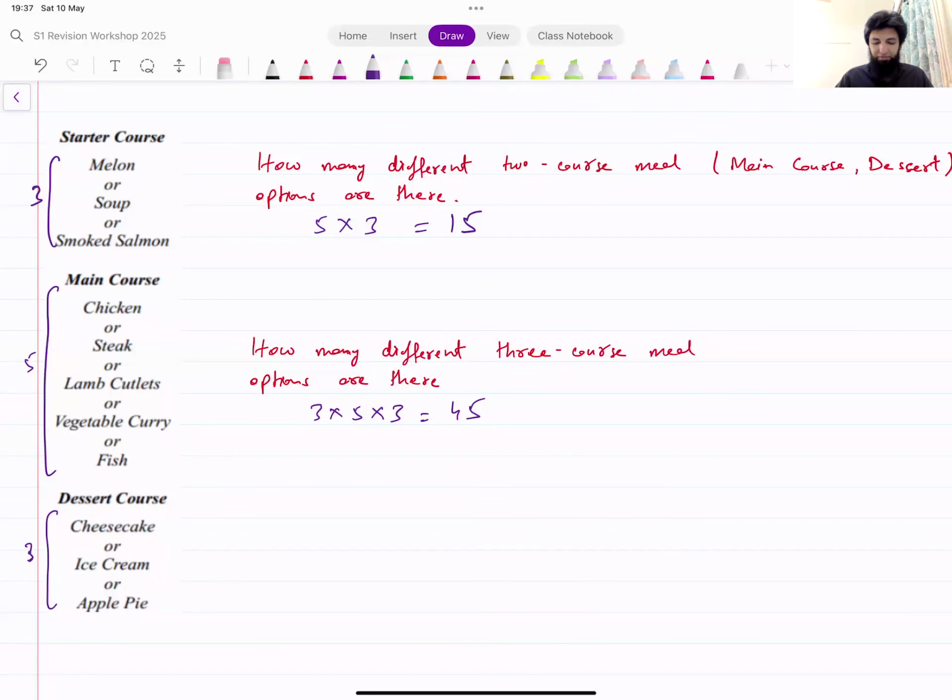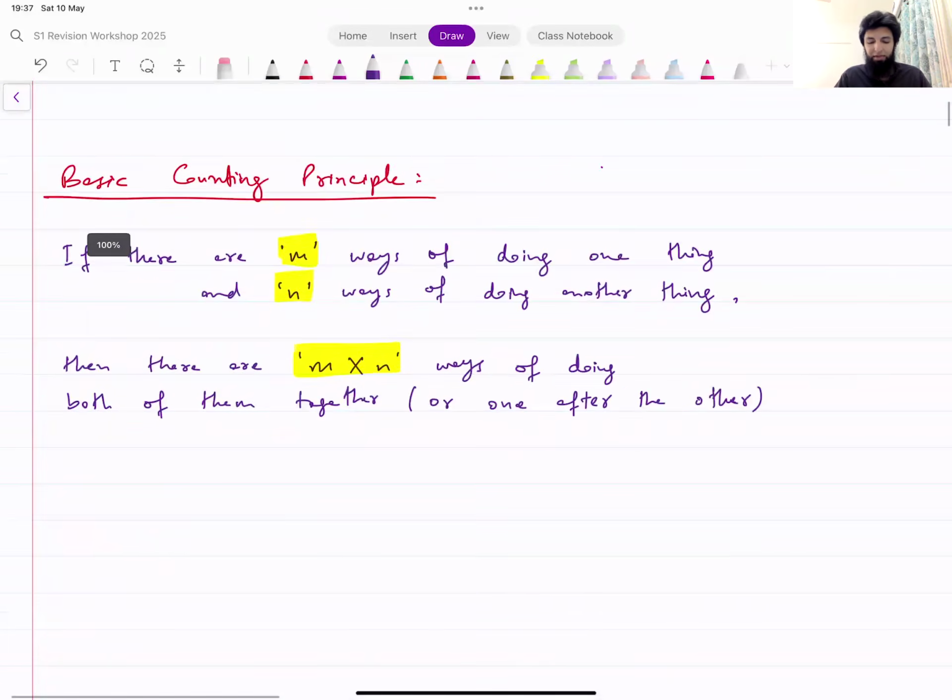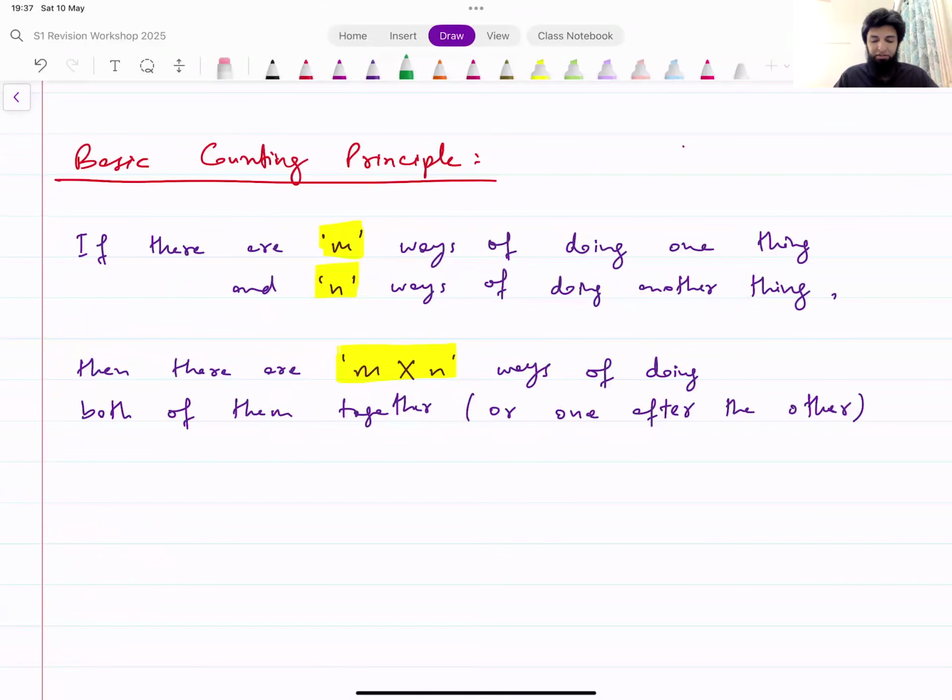From this, this is an example of something that we call the basic counting principle, and that says, if there is a certain number of ways of doing one thing, and if there's another number of ways of doing another thing, then if you were to do both of those things together, or you can say one after the other, they both mean the same thing, that number of ways is going to be their product.